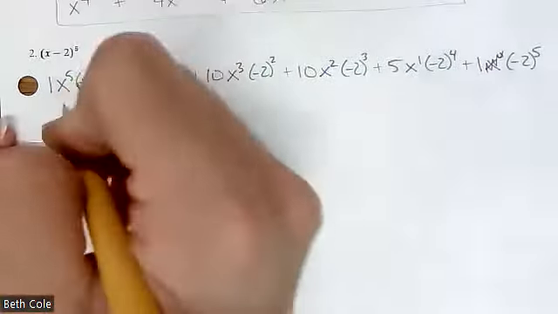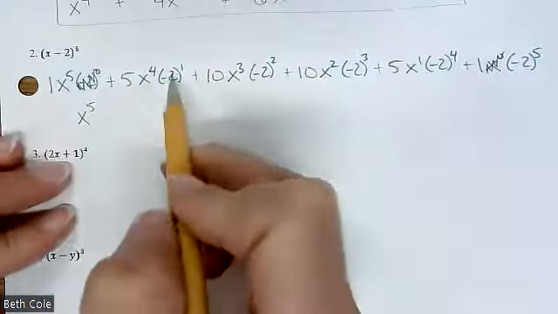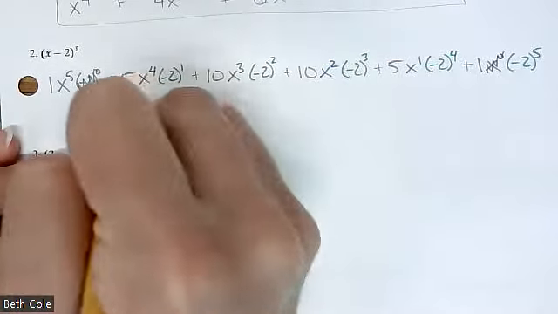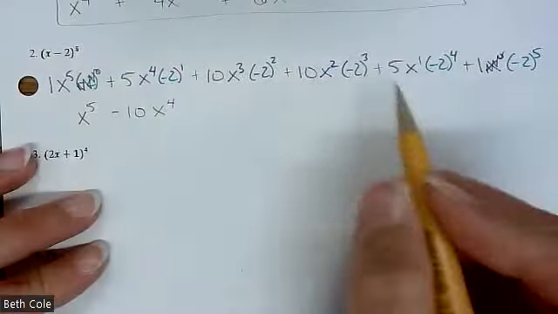Okay. So this would be x to the 5th. Now this would be negative 2 times 5. So minus 10x to the 4th.